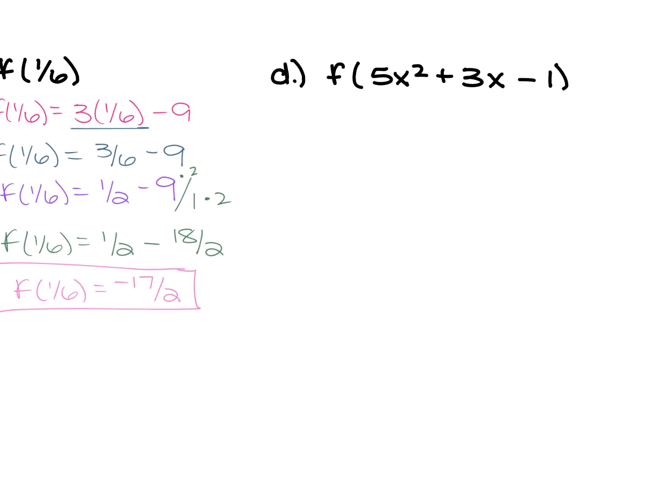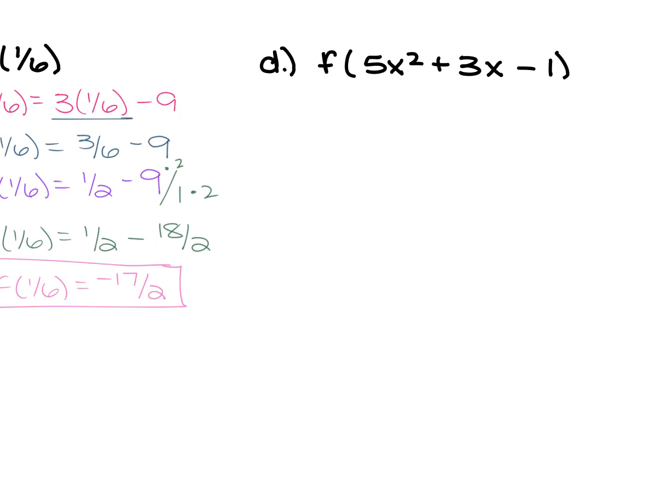For example D, you have f of 5x squared plus 3x minus 1. So we're going to take that entire thing and plug it in for x in the 3x minus 9. So that means we're going to have f of 5x squared plus 3x minus 1 is equal to 3 times 5x squared plus 3x minus 1 minus 9. So we're going to distribute that 3 into that trinomial.